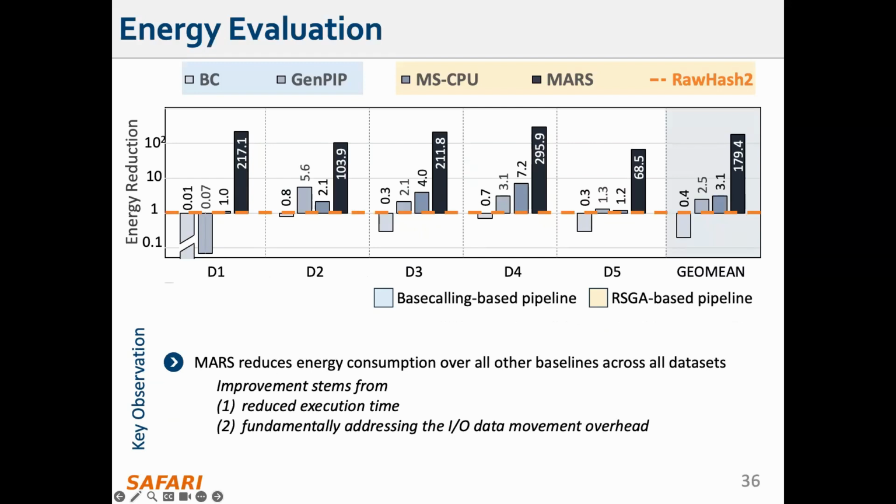Additionally, we also conduct an energy analysis where we show that Mars reduces energy consumption over all of the baselines across all data sets. Of course, part of it stems from the reduced execution time, but this mainly also comes from our storage-centric design that fundamentally addresses the I/O data movement overhead.